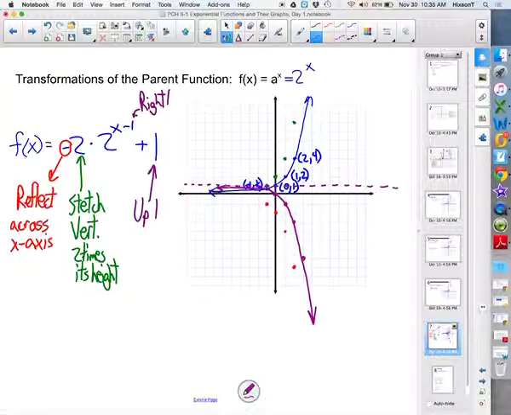Reflection across the y-axis, where would the negative have to be? For a reflection across the y-axis, you would have to have the negative in front of the x. It would have to be there. Remember, that was f of negative x. So, any other questions?